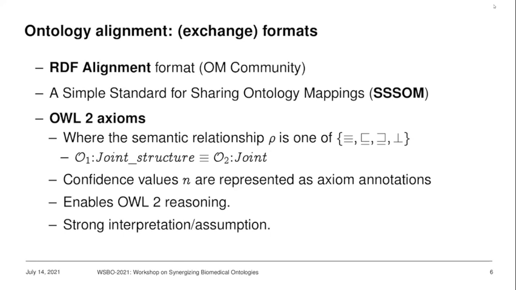In the same line, Nico will present later the simple standard for sharing ontology mappings, which I really like because it includes more information apart from these four elements in a mapping. It contains very relevant information about the provenance: who created this mapping, whether it was an automatic mapping or something a human created, whether it was a lexical mapping, and so on. So I think this is very important.